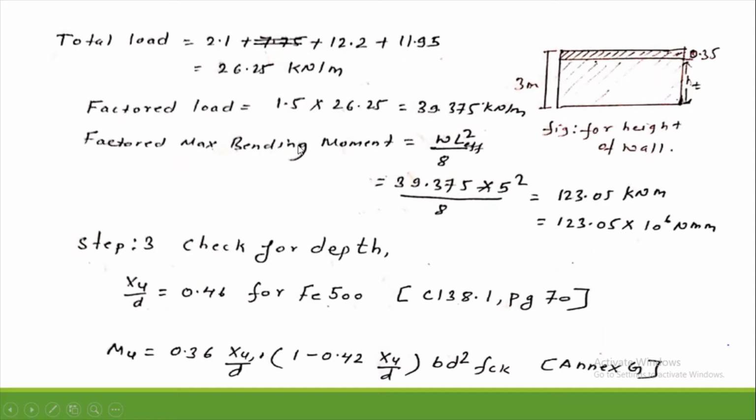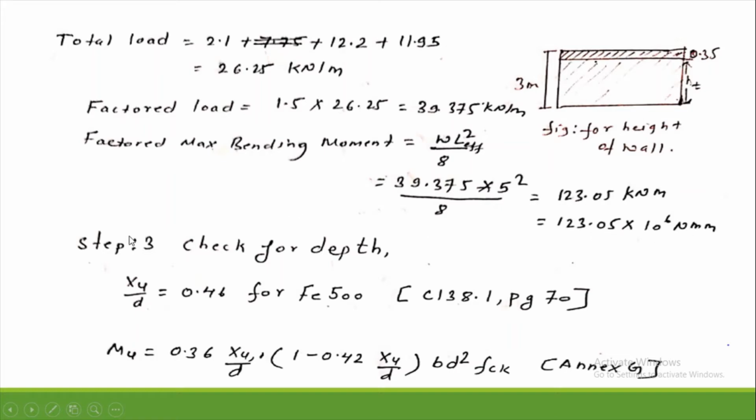For factored maximum bending moment, here we have one formula, W L effective square by 8. It is the maximum moment formula of UDL. If you see here, you see kilonewton per meter. It is the UDL load. It means for UDL, maximum moment is W L square by 8, right? That's why we are taking the maximum moment of UDL load. By calculating this, we are getting 123.05 into 10 to the power 6 Newton mm.